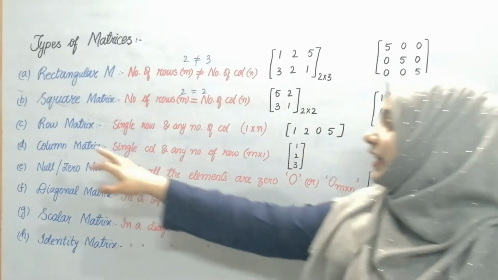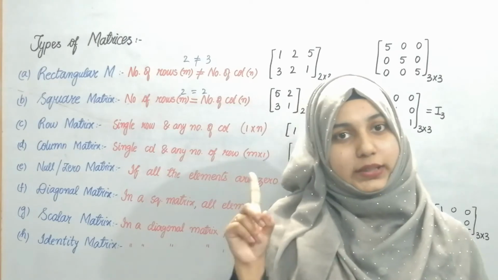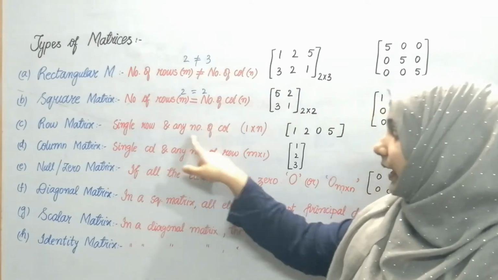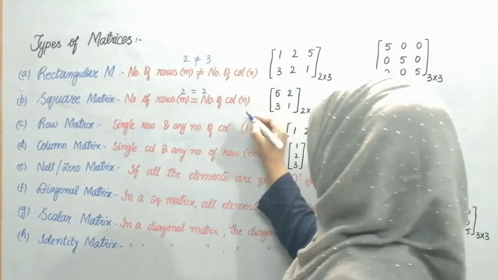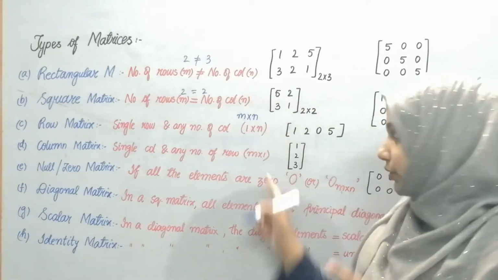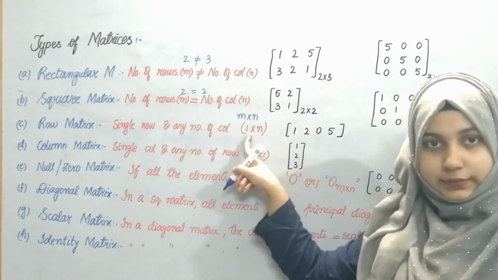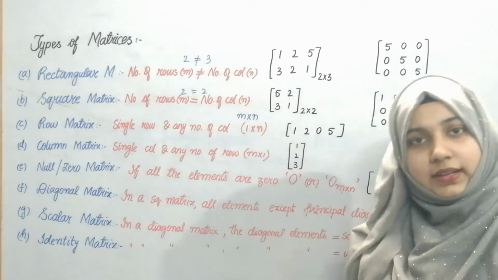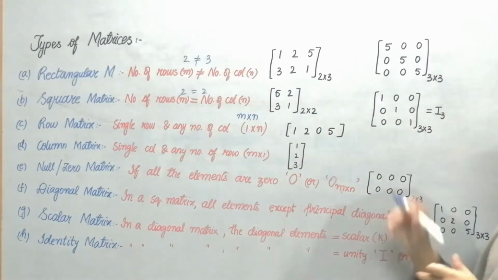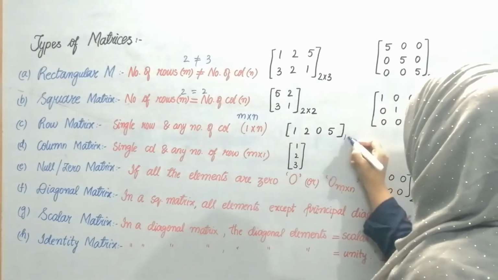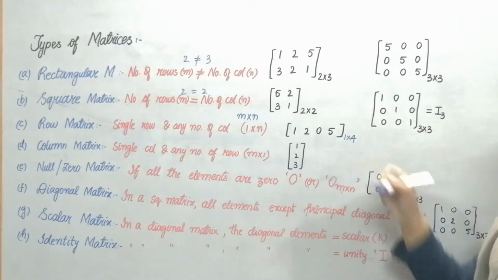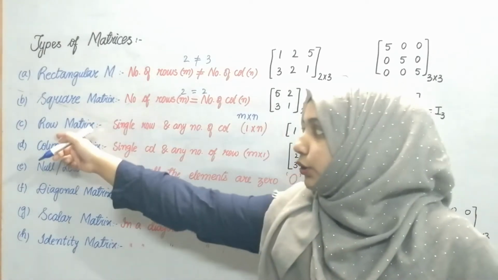Clear? Next, row matrix. Row matrix means you will have only one row and any number of columns. We indicate a matrix with m by n, right? Since I have only one row, instead of writing m, I'll write 1. So it is 1 by n. For example, here we have only a single row, and how many columns do I have? 1, 2, 3 and 4. I've got 4 columns, so this is a 1 by 4 matrix, also called a row matrix.